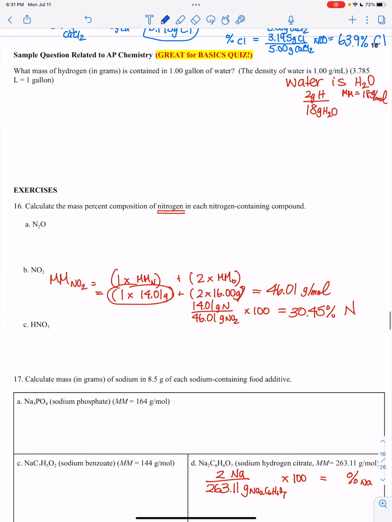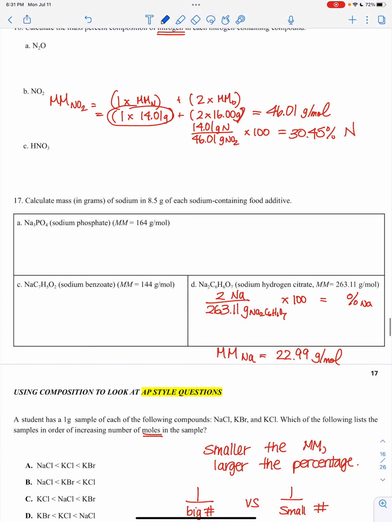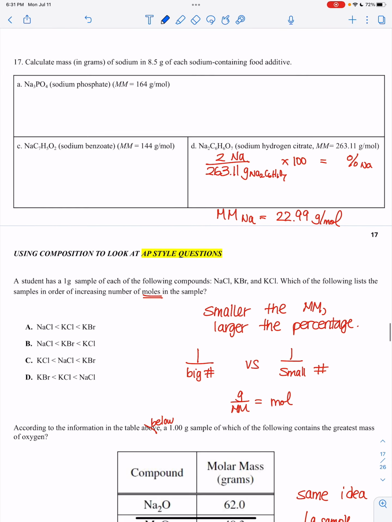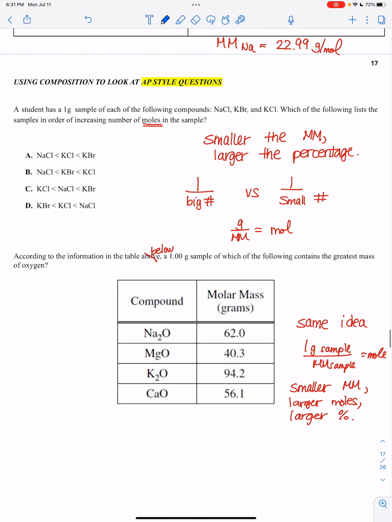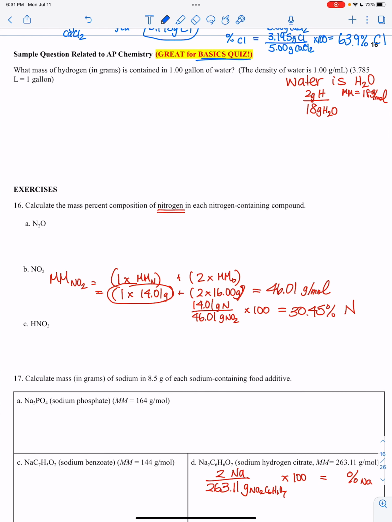All right. So to end here, I'm going to do a sample question that's kind of related to AP Chemistry, but this is great for our basics quiz. And then you're going to be responsible for turning in exercises 16 and 17 and trying the AP style questions. I did have a little bit of notes here. If you want, you can actually stop the video here and try the sample question, then do the exercises and then come back. So I'm done with the lecture here. Otherwise, I'm just going to do more examples for you to get more practice with. So if you want to end, you can end, and then you're going to try and do exercises 16 and 17. All right, if you're still here, I have sample questions related to AP Chemistry.